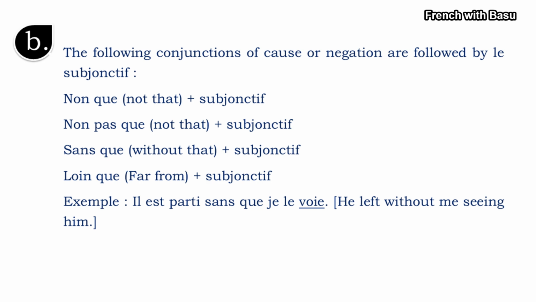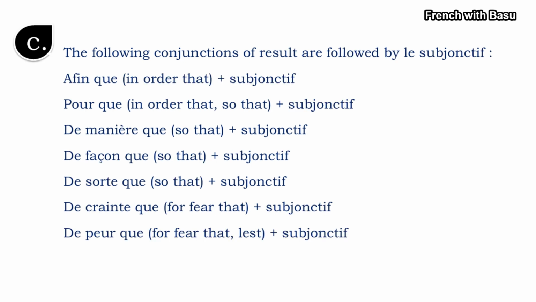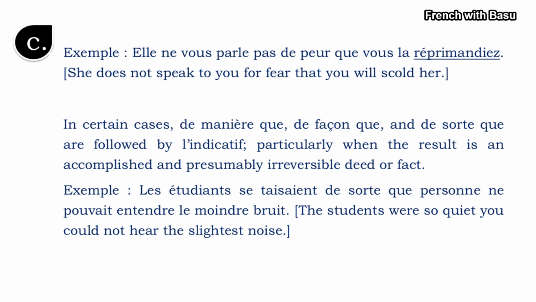B. The following conjunctions of cause or negation are followed by le subjonctif. Non que, plus subjonctif. Non pas que, sans que, loin que. Il est parti sans que je le vois. The following conjunctions of result are followed by le subjonctif. Afin que, plus subjonctif. Pour que, plus subjonctif. De manière que, de façon que, de sorte que, de crainte que, de peur que. Elle ne vous parle pas de peur que vous la réprimandiez.